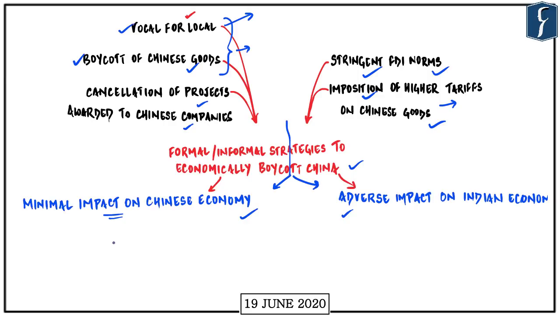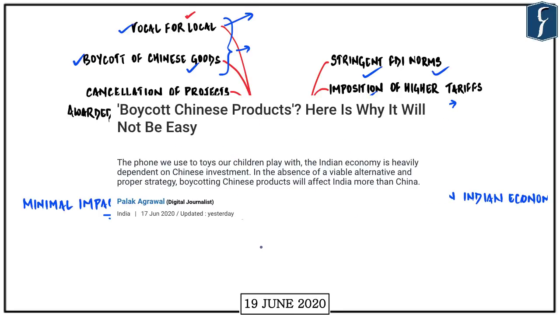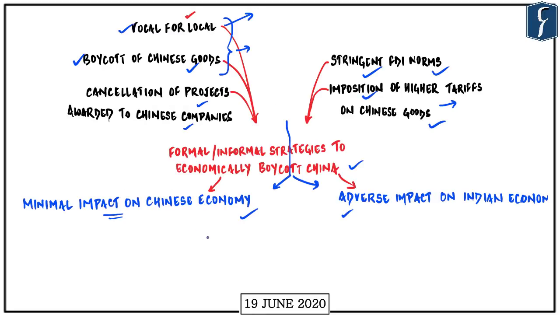Because you consider India to be the third largest economy in terms of PPP globally, and you might think that the boycott of Chinese products is going to dent the Chinese manufacturing sector significantly. But no, because India accounts for only around 3.1% of China's exports. Hence, the boycott of Chinese products is going to have a minimal impact on overall Chinese manufacturing. Now, let us talk about the adverse impact of such measures on the Indian economy.